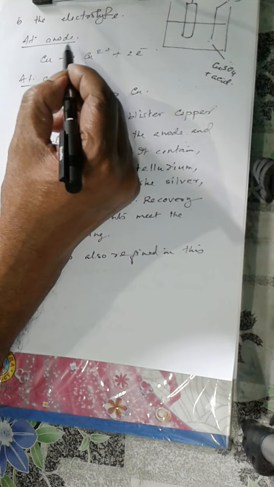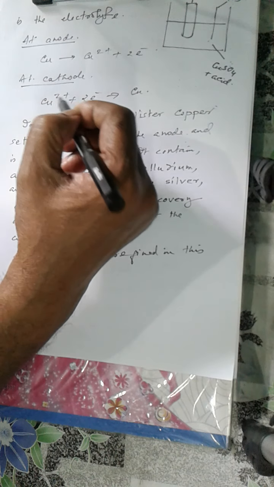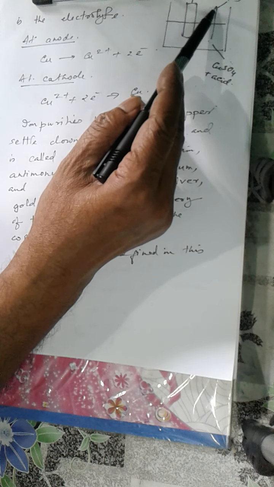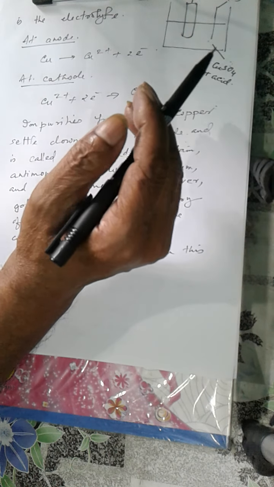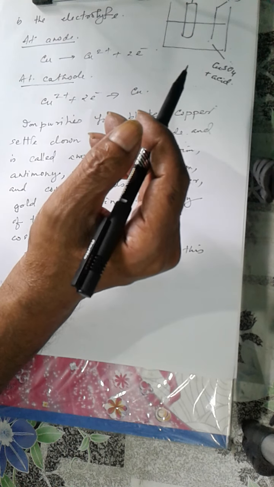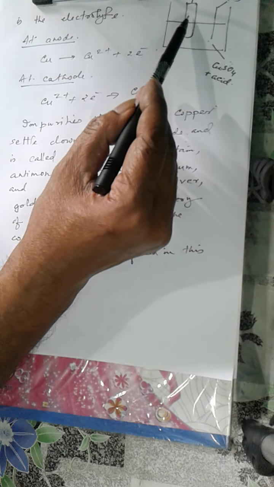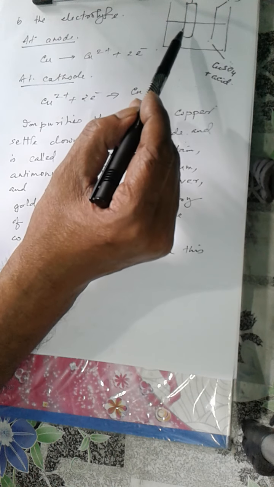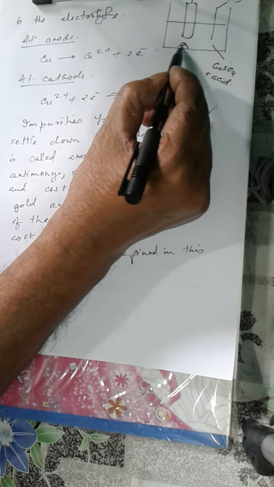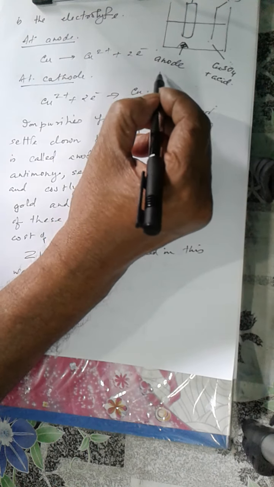At the anode, copper dissolves to form cupric ions and electrons, and at the cathode, cupric ions react with electrons to form copper, so that the cathode becomes thicker and thicker as the electrolysis proceeds, and the anode becomes thinner and thinner. The impurities present in the anode accumulate below it as a heap, and that is called anode mud.